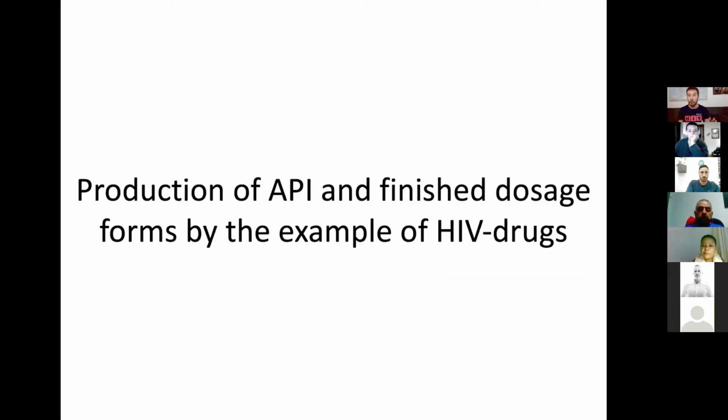So we'll talk today about production of API, and tomorrow, on Friday, we'll speak about finished dosage form. As an example, I took HIV drugs. Why do we use this?